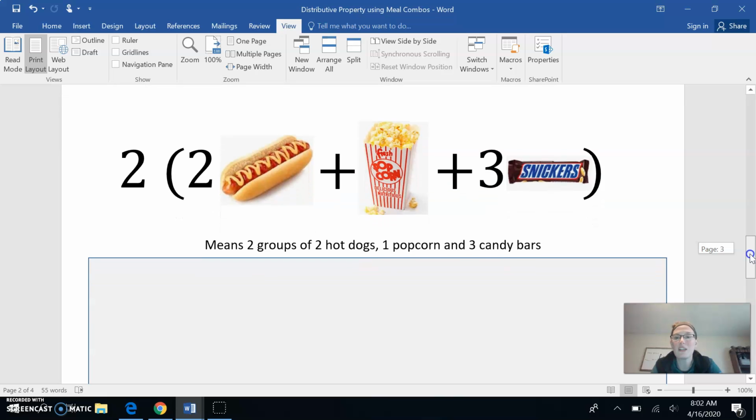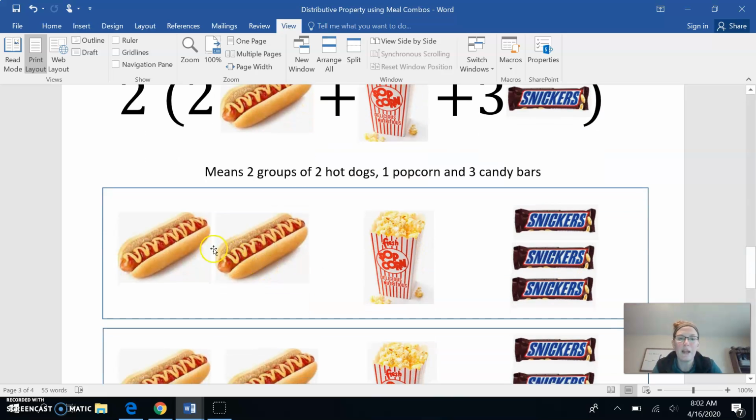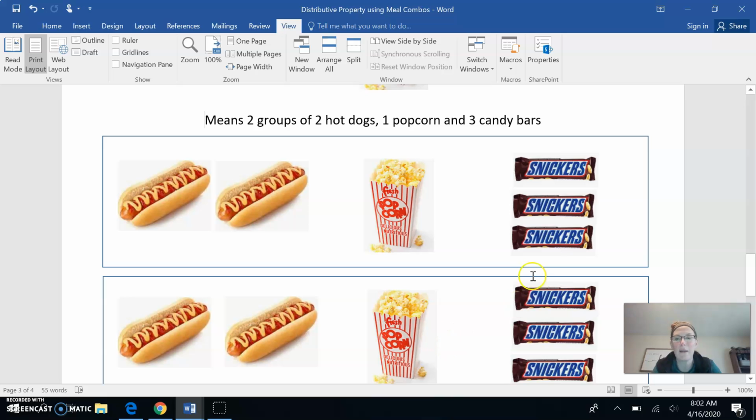Let's look at the visualization of what that would look like. Here's one group. I have 2 hot dogs, 1 popcorn, and 3 Snickers. The other group has the same exact thing: 2 hot dogs, a popcorn, 3 Snickers. So how much do I have in total then? When I regroup or expand it, what do I get for my answer? You can see I have 4 hot dogs, 2 popcorns, and 6 Snickers. Let's see if when we distribute, or pass out, expand, we get that answer of 4 hot dogs, 2 popcorns, and 6 Snickers.